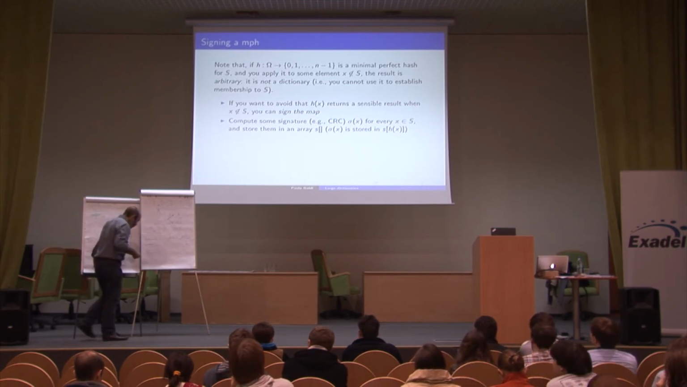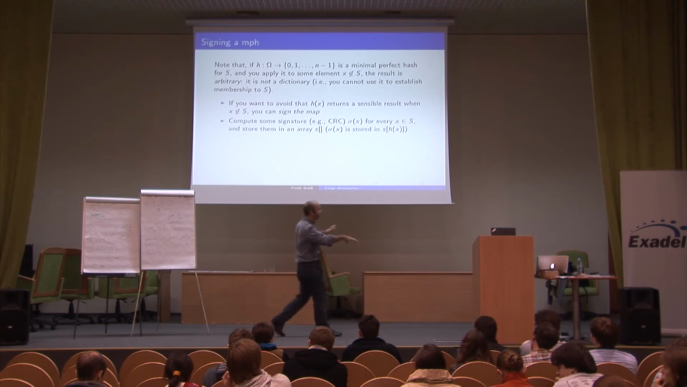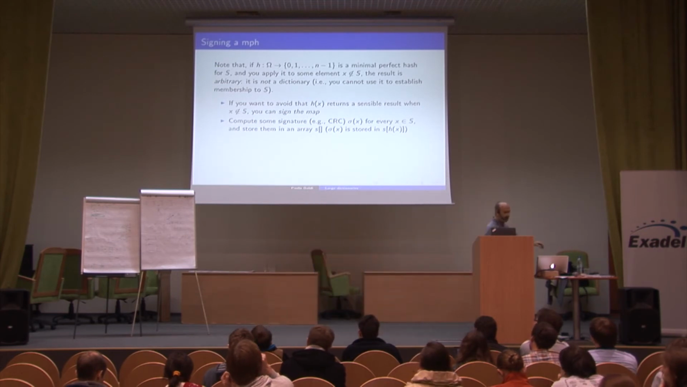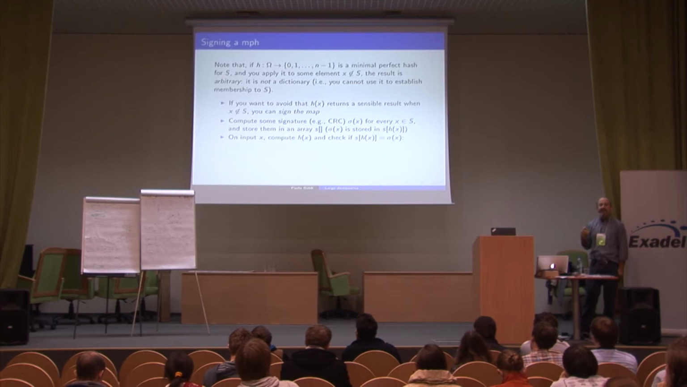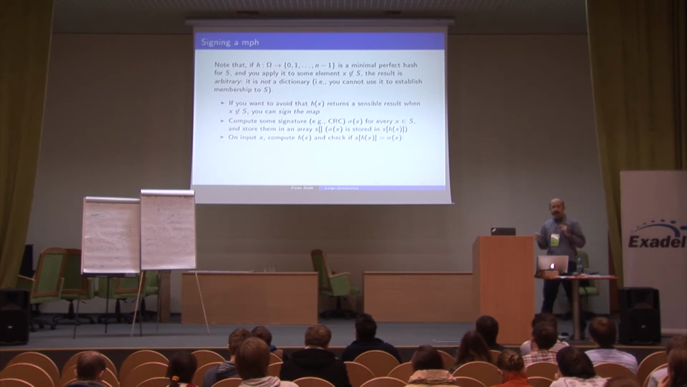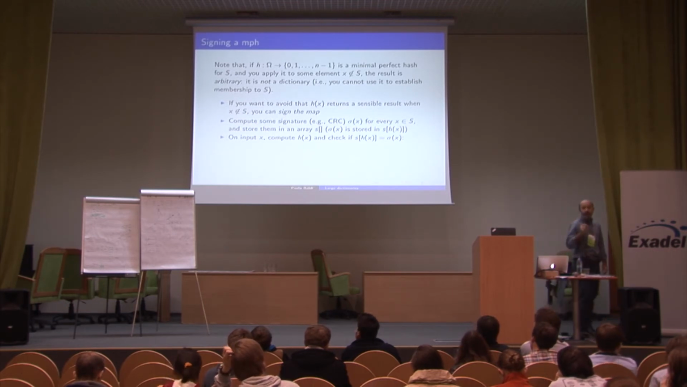Then you keep this signature array along with the hash function. And then what you do is the following. Whenever somebody asks you, please compute h of x, you compute h of x, and then you check that in the signature array, in position h of x, there is the signature of x.